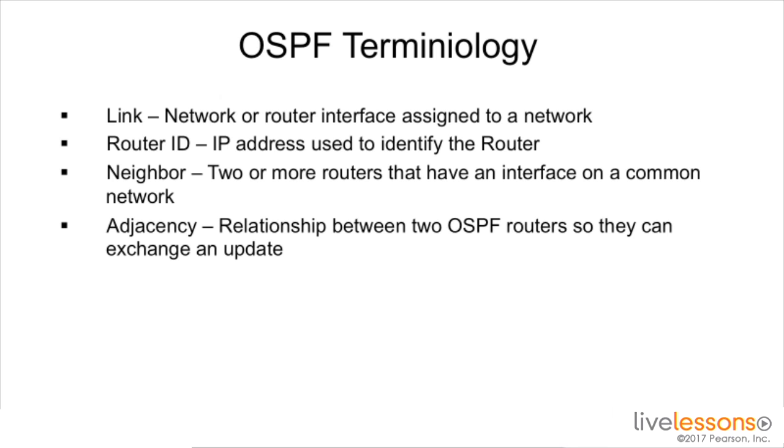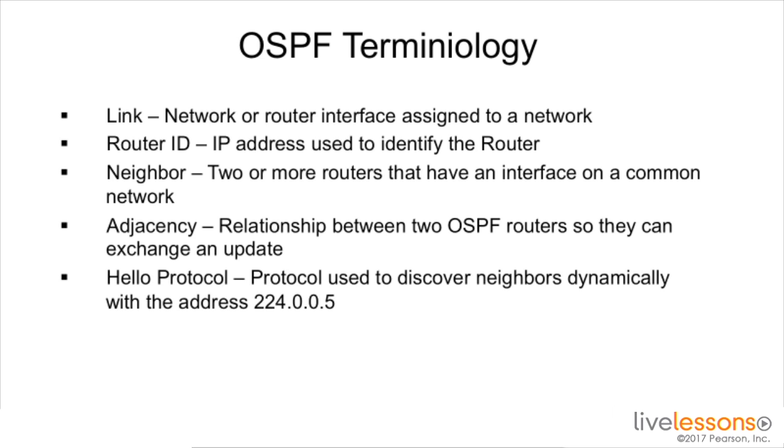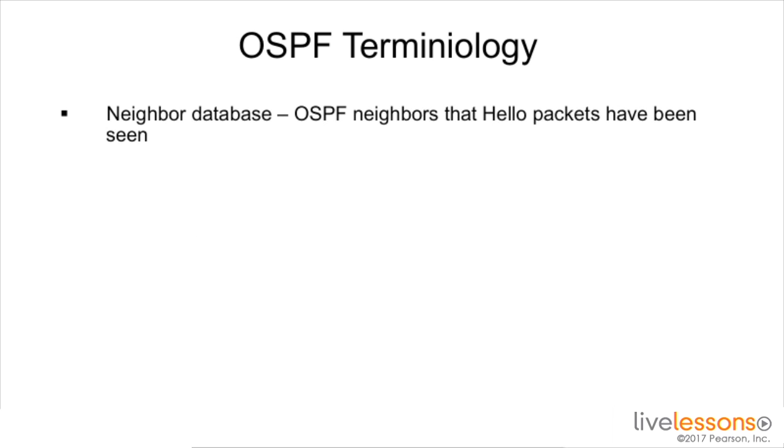Next is the term adjacency. Adjacency is a relationship between 2 OSPF routers so they can exchange and update. OSPF uses a hello protocol. It's a protocol used to discover neighbors dynamically with a multicast address of 224.0.0.5. Other terms of OSPF terminology are ones like neighbor database.